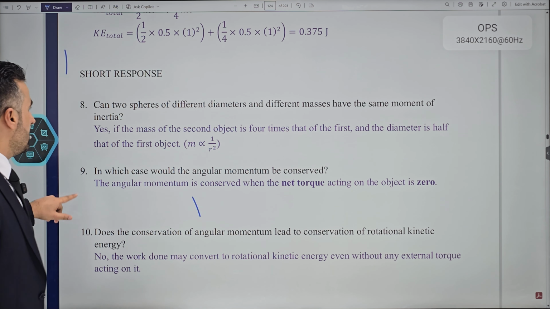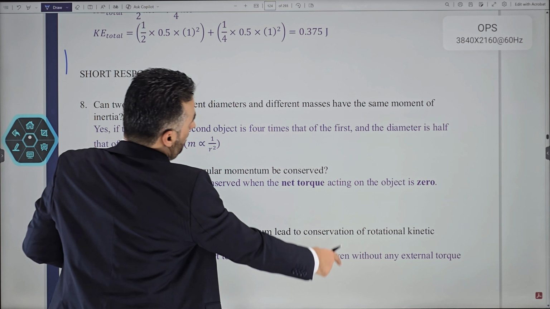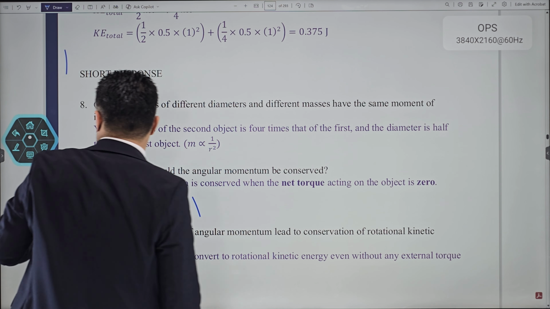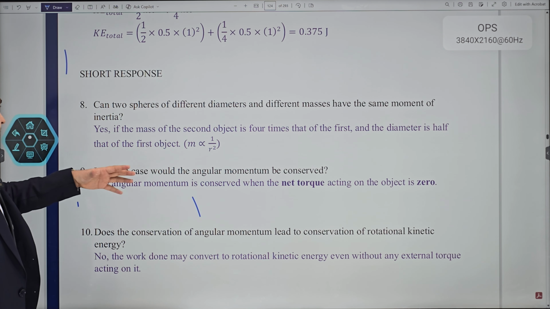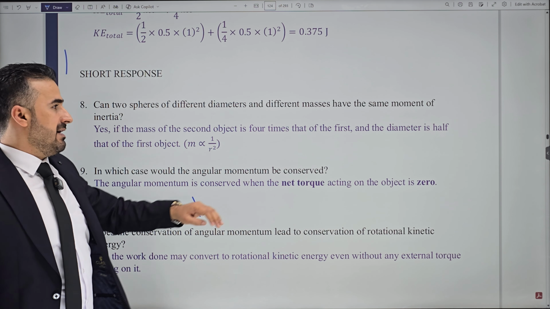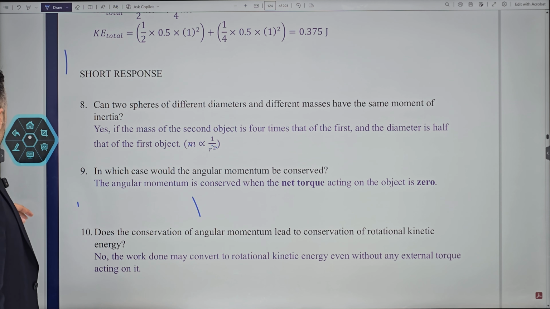So the answer is yes, if the mass of the second object is 4 times the first, but the diameter and the radius, of course, because you divide them by 2, so they have the same effect, it has to be 2 times, or half of the first object, by using this equation right here. So whatever it is, it has to be inversely proportional, so you can do the numbers right.